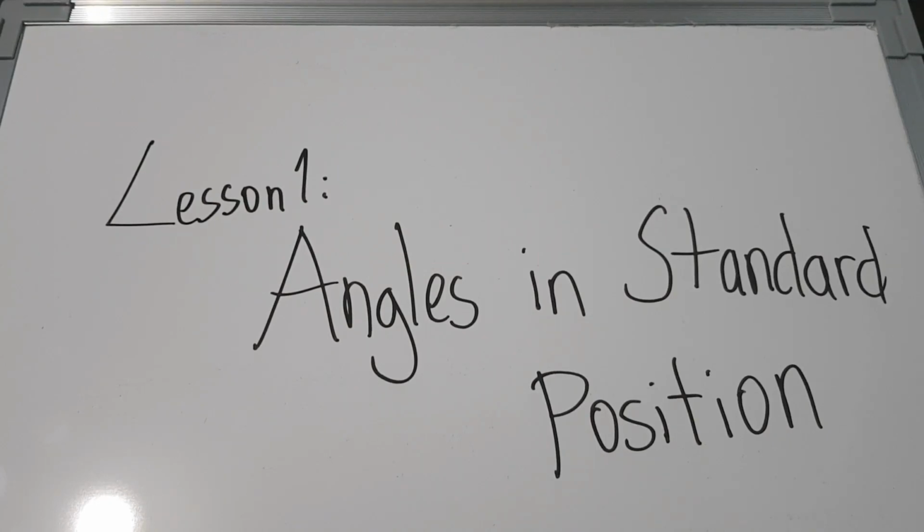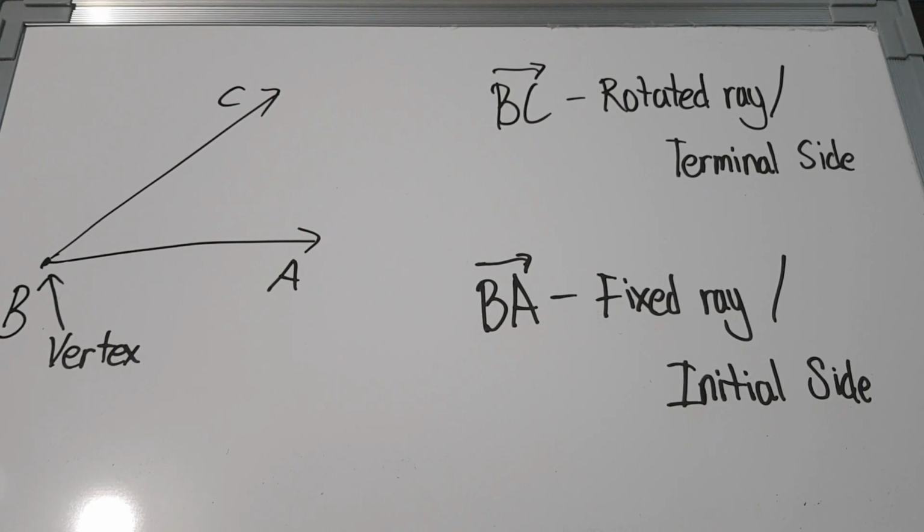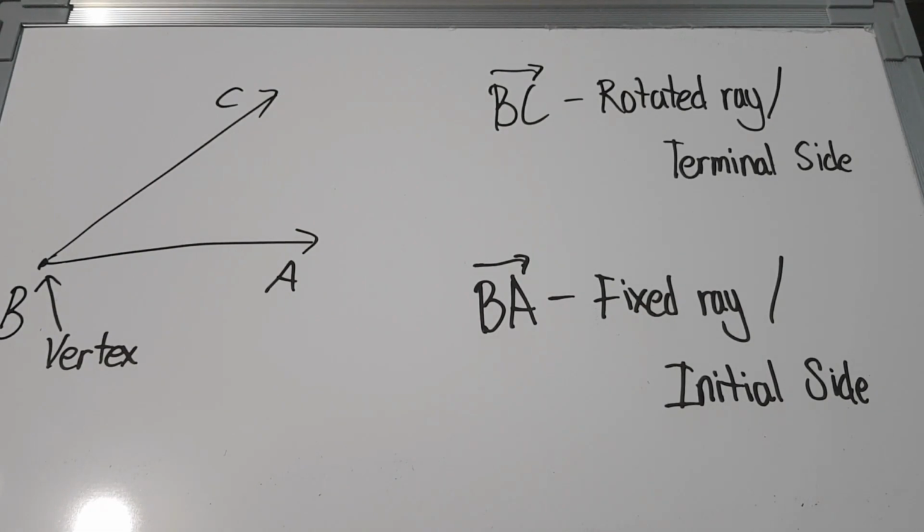Lesson 1: Angles in Standard Position. An angle is formed by two rays with a common endpoint. In this illustration, we can see that point B is our vertex or our common endpoint, and the two rays are ray BC and ray BA.